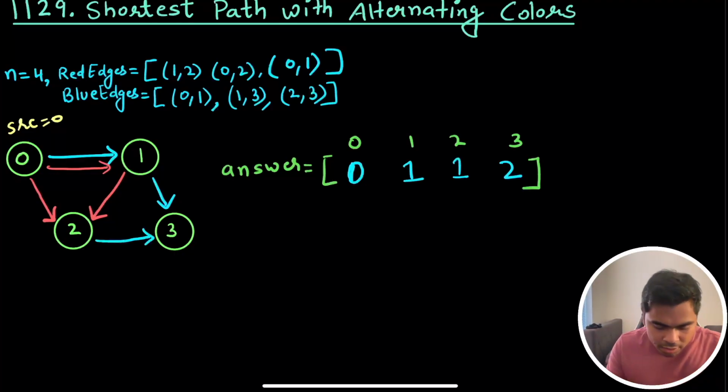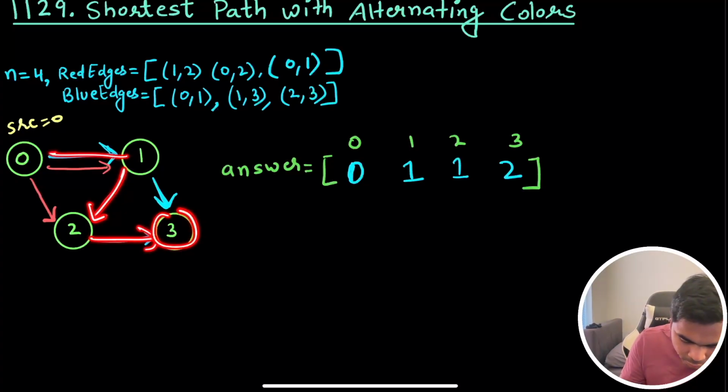But remember, what if we took the distance blue here? If we chose blue here, then we cannot take blue again. So we will take red here, this one, and then we'll take another blue. So this will be 1, 2, 3. So this distance would be 3.